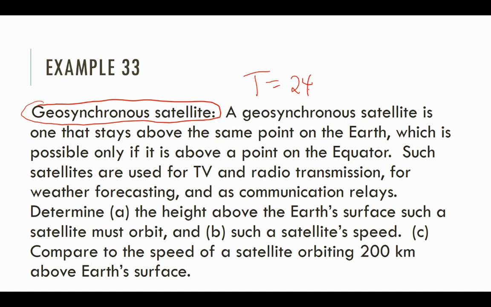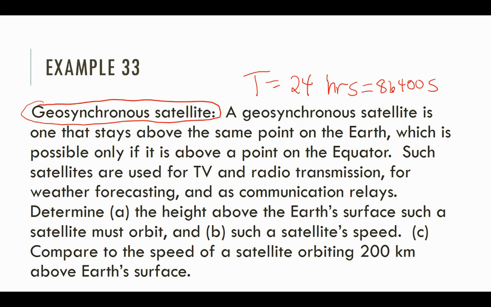So 24 hours, one day. Or in all reality, we need to change it to seconds, because remember, everything when we're dealing with the period has to be put in terms of seconds. I don't know if you know how many seconds are in one day, but if you don't, it's 86,400 seconds in one day. Obviously, you can figure that out just by doing some mathematics, but I'm going to go ahead and give that to you.